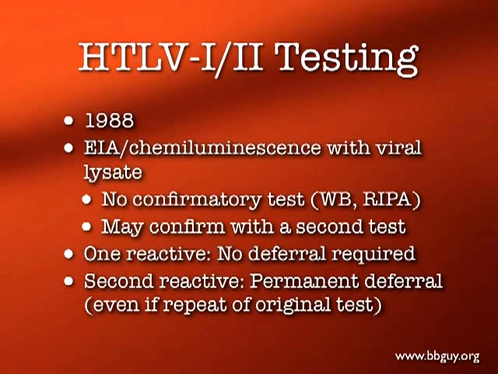Testing for HTLV-1 and 2 has been around since 1988. It's an EIA, or chemiluminescent test. It uses a viral lysate. There is no licensed confirmatory test. Very important to remember that. There are confirmatory tests out there. You can do an unlicensed Western blot, unlicensed RIPA, but despite that, there is no FDA licensed test, which means basically you can't re-enter someone, for example, based on the fact that, oh, well, they didn't confirm as positive, because the FDA doesn't recognize any confirmatory test.